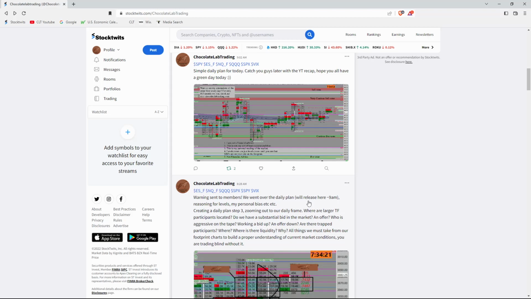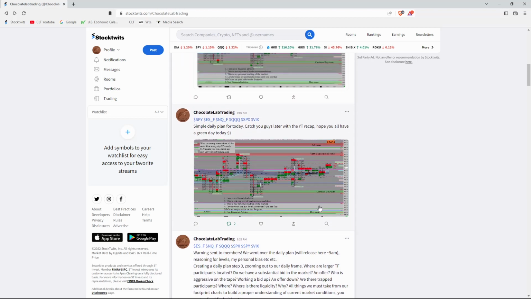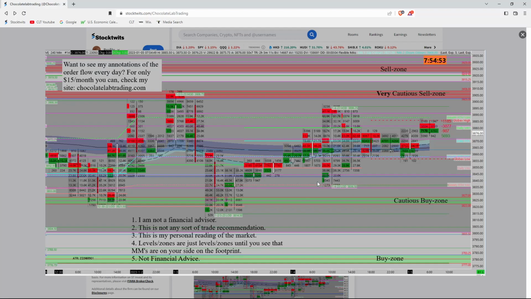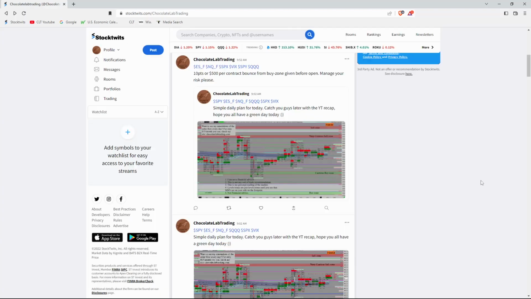what I saw from the footprint, from the TPO, things like that. The current market structure: do we have an aggressive bid, aggressive offer? Is one of these sides a little bit more passive? Is one side jumping up or down on the tape? A whole bunch of things like that. I explain it in the daily plan review, we call it, and members, if they have questions, can ask them and I'll answer them there. So of course, here is the daily plan.